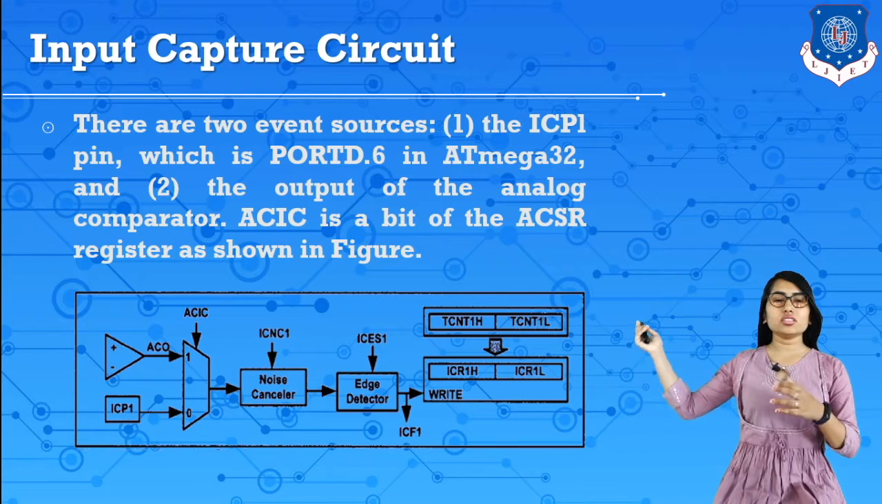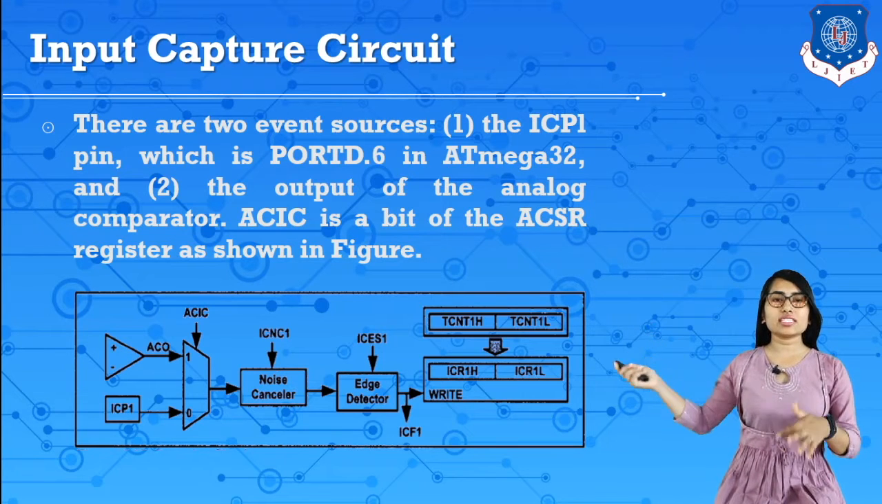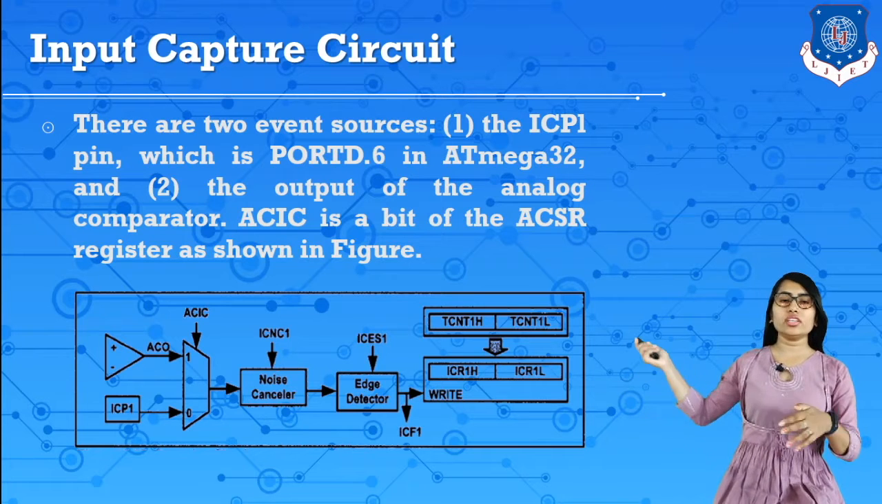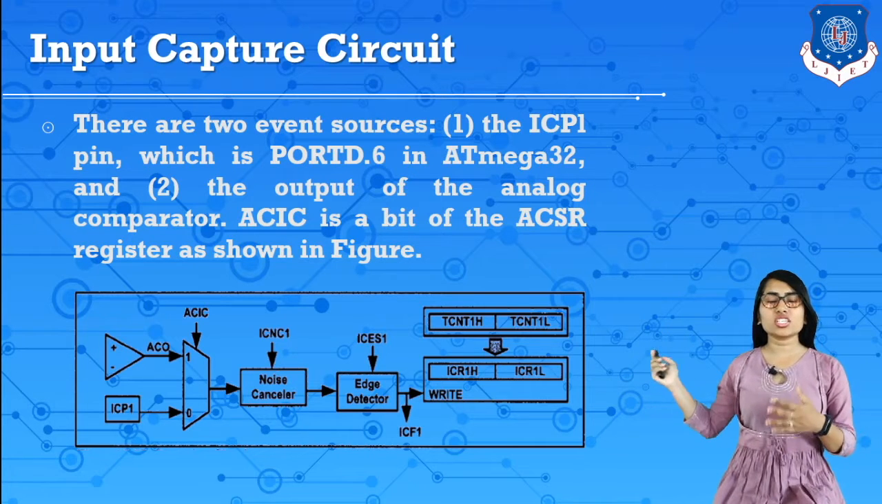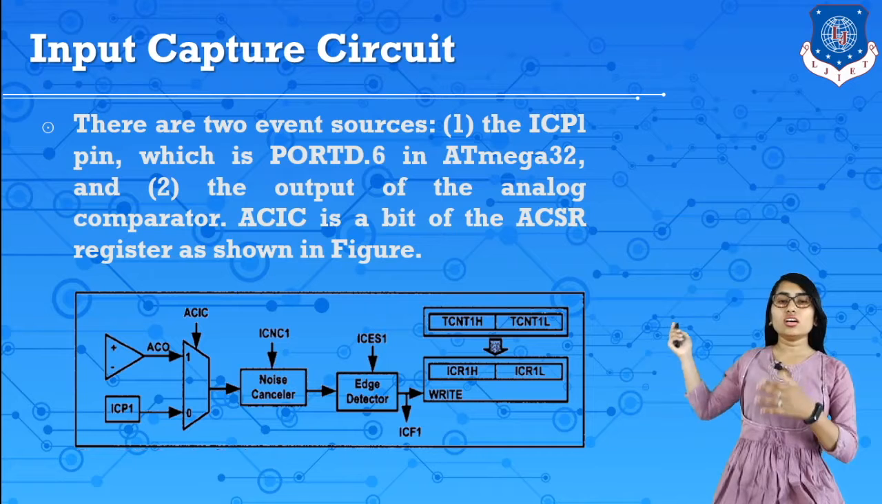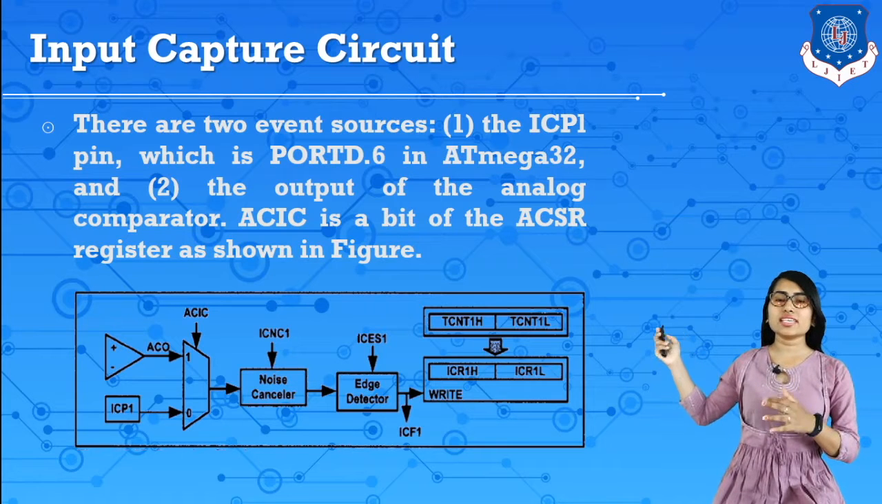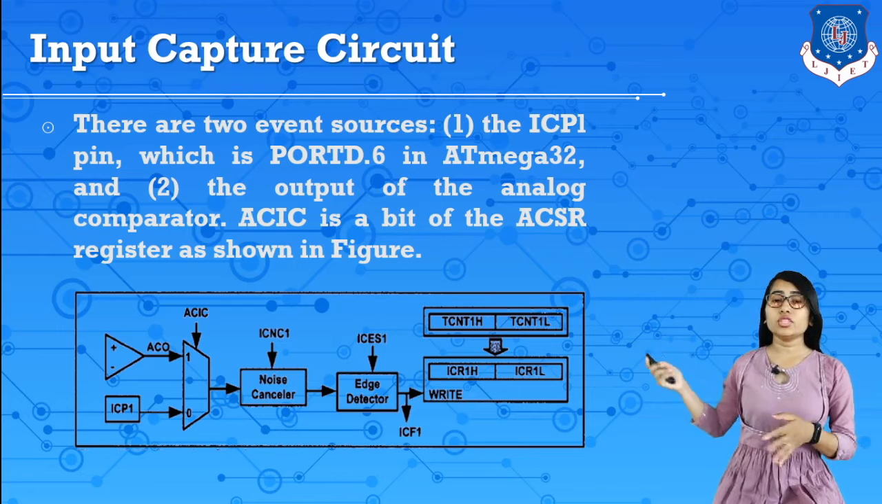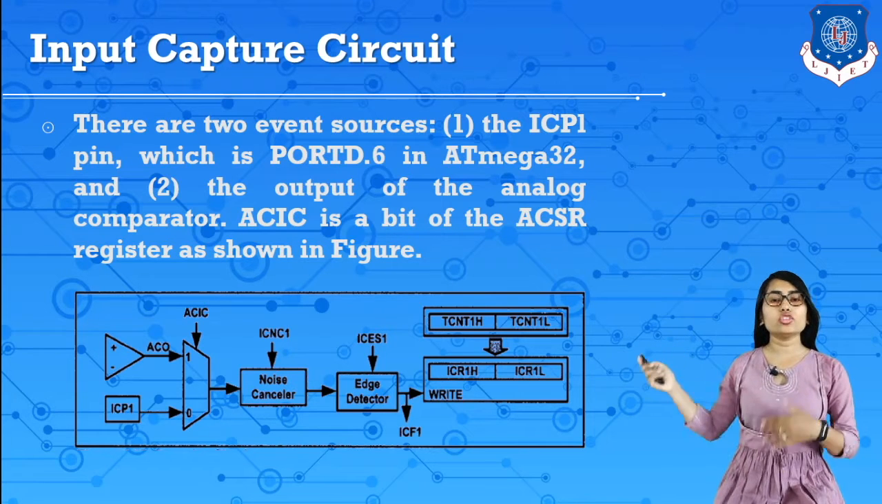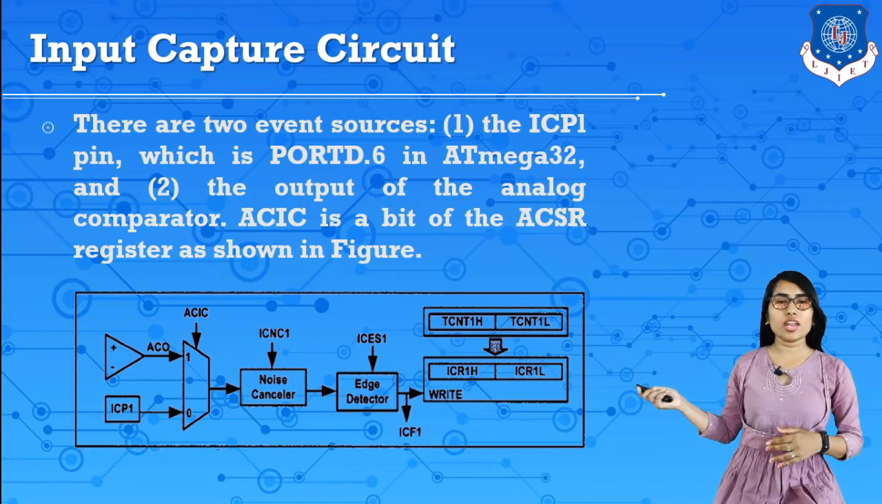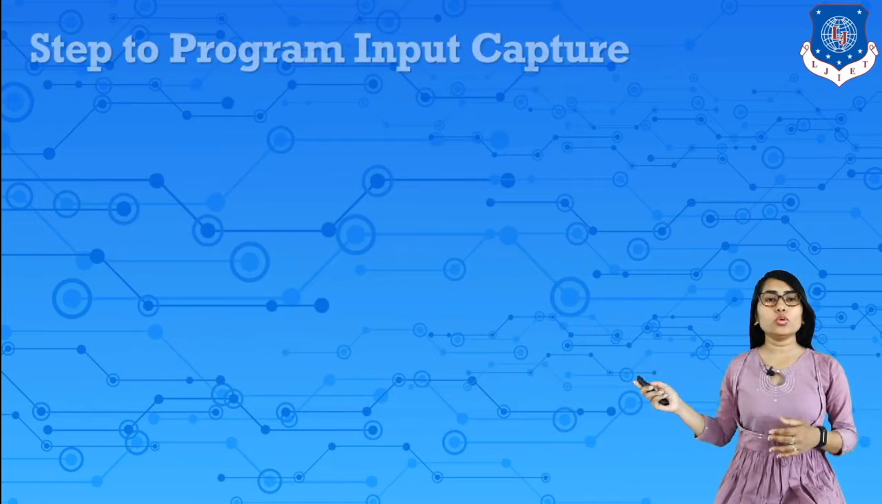Here the input capture function uses the ICP1 pin, which is provided at Port D.6. Then there are the noise canceller and edge detector, and Counter 1 has TCNT1H and TCNT1L, TCCR, and ICR1H and ICR1L. So using these counter values, the ICP1 function and the ICF flag, we can perform input capturing.